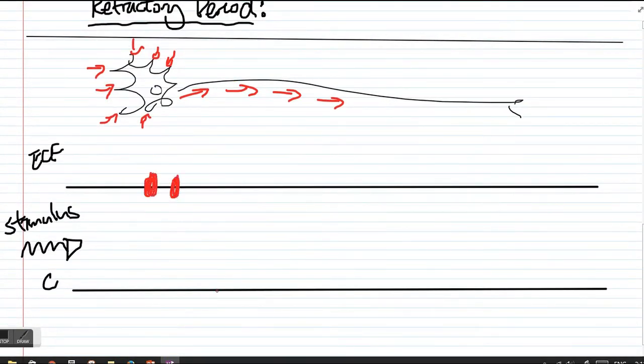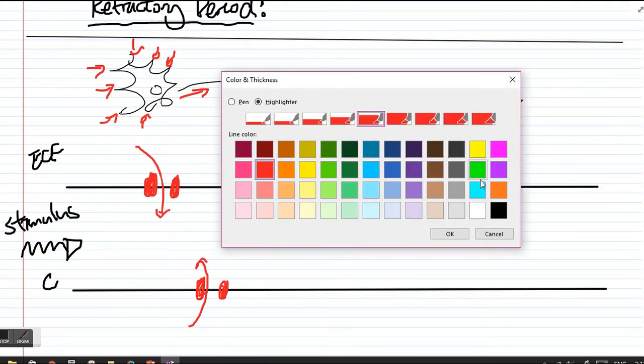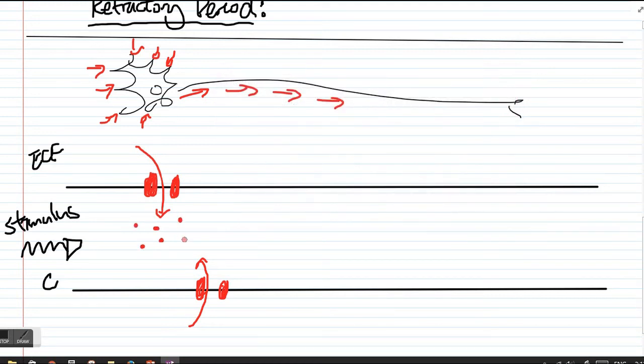For simplicity, I'm not going to draw the sodium potassium pump anymore. And when these sodium channels open, all the sodium from the outside is now going to move inside. So let me show that using red dots. So you will have all these sodiums coming in, okay? You will still have some on the outside, right?